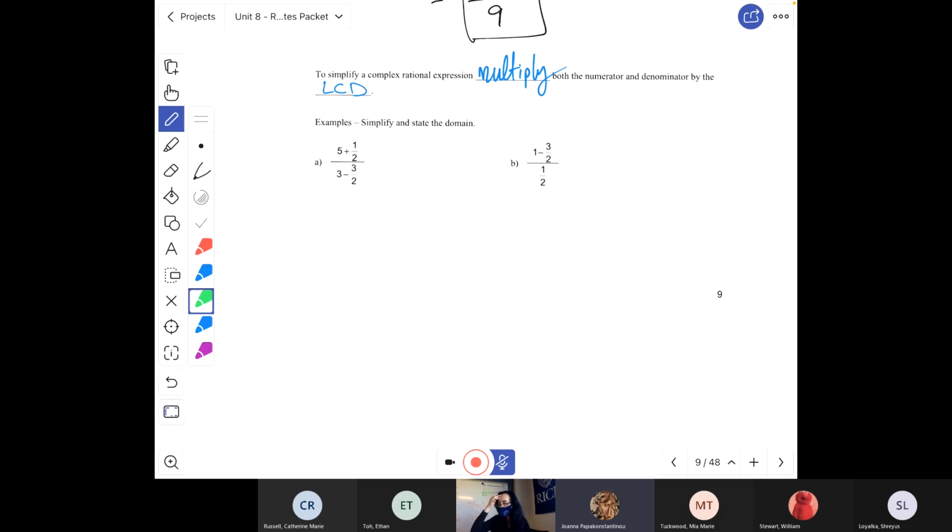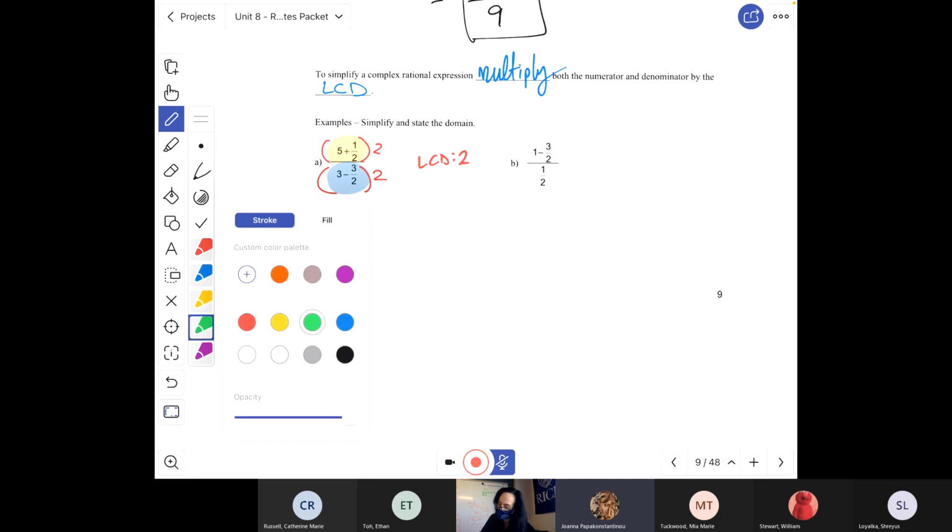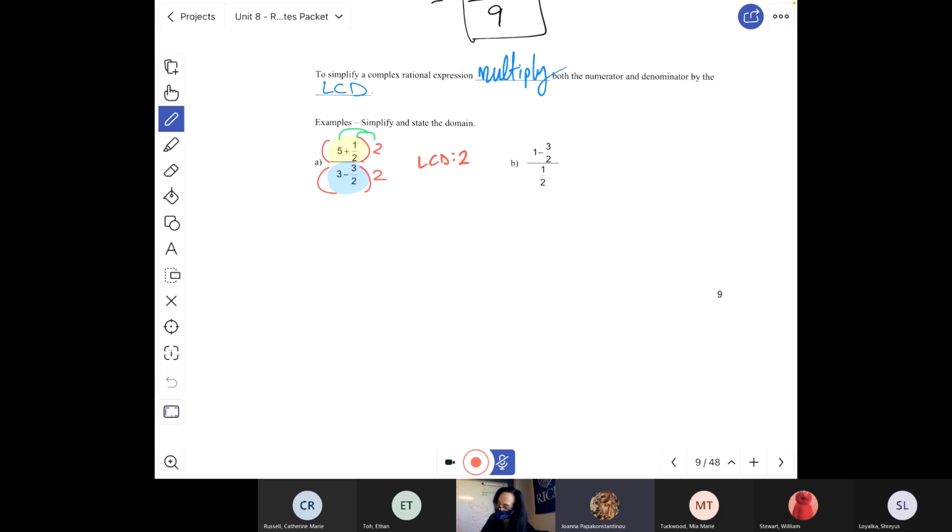If I'm looking at each of these, what would be the least common denominator from numerator and denominator? What are your denominators? 2, right? So my least common denominator is 2. So that means I can multiply this numerator by 2 and this denominator by 2. So what does that entail? That entails distributing that 2 to everything, every single term.